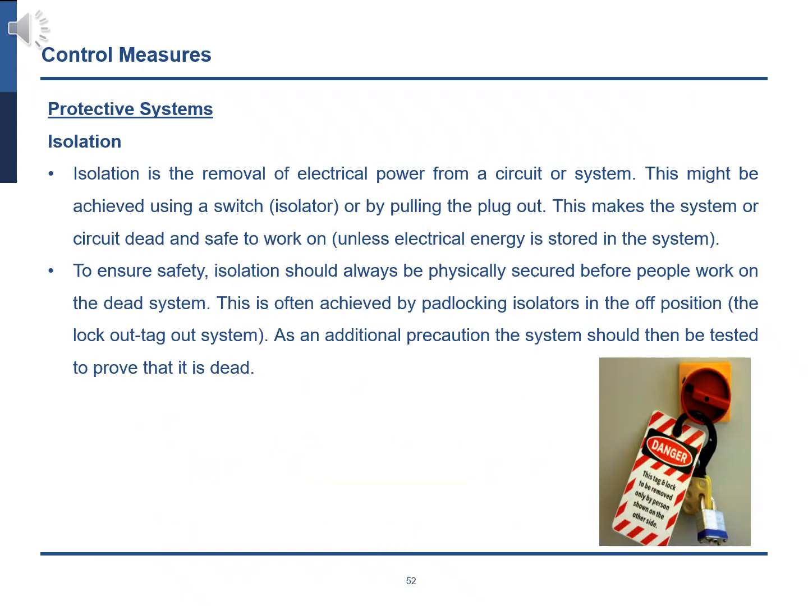Isolation. Isolation is the removal of electrical power from a circuit or system. This might be achieved using a switch, isolator, or by pulling the plug out. This makes the system or circuit dead and safe to work on, unless electrical energy is stored in the system. To ensure safety, isolation should always be physically secured before people work on the dead system. This is often achieved by padlocking isolators in the off position, the lockout-tagout system. As an additional precaution, the system should then be tested to prove that it is dead.